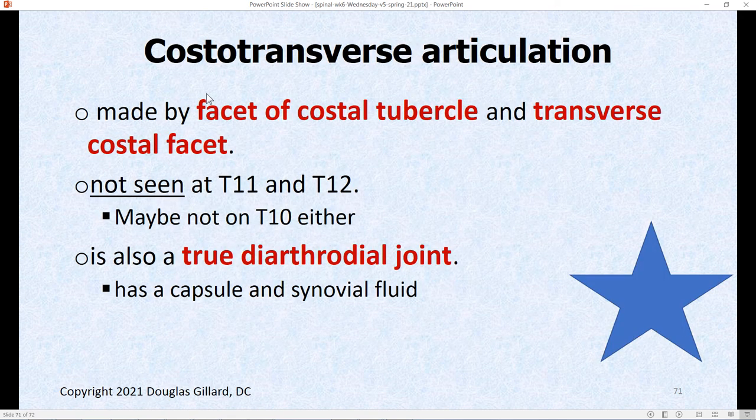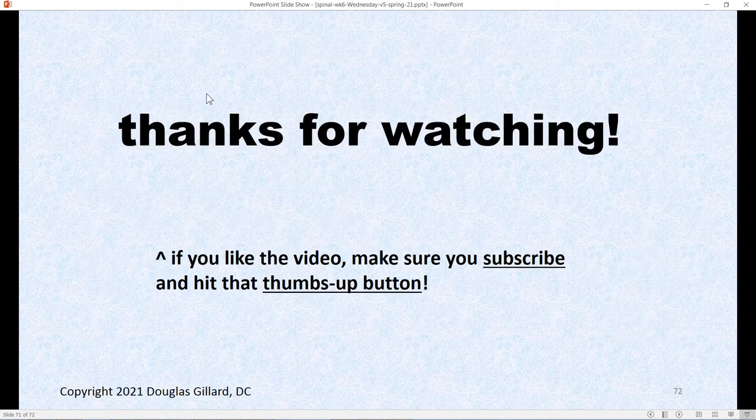Okay, the costal transverse articulation is made by the facet of the costal tubercle and the transverse costal facet. You don't see these at T11 or T12. Sometimes T10 doesn't have it either. It's an easy question there. Where don't you see the costal transverse articulations? Well, on the floating ribs, T11 and T12. These are true diarthrodial joints, and we are done.